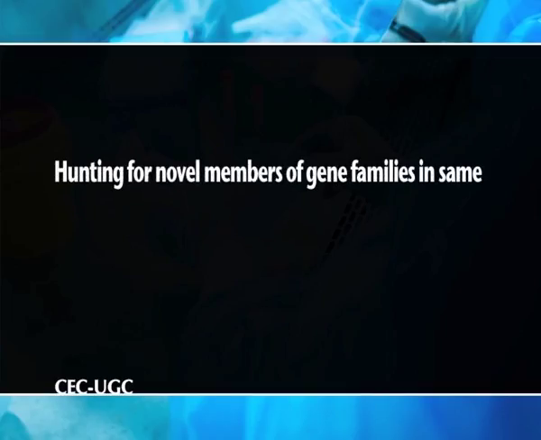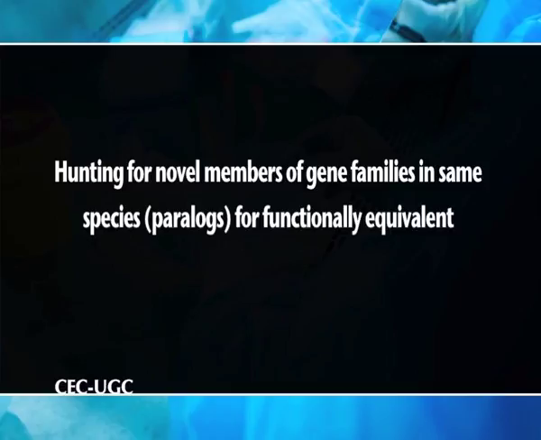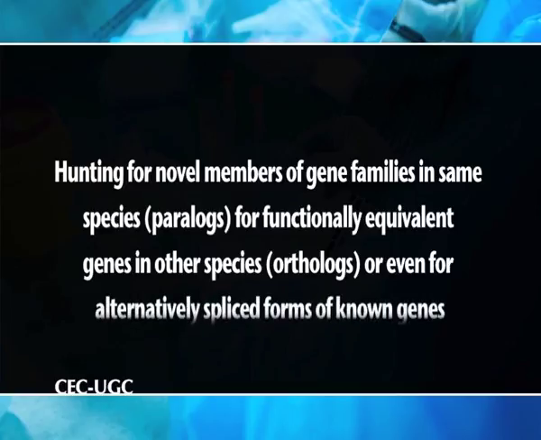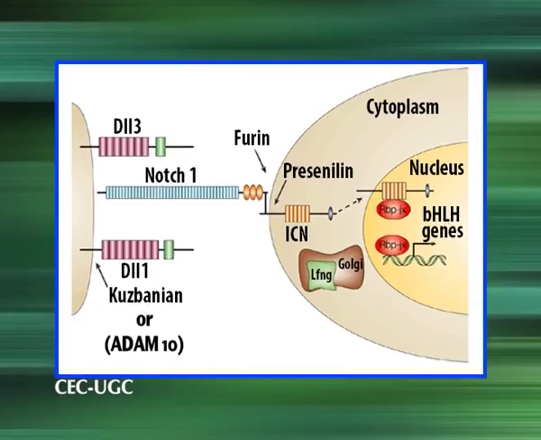Gene discovery methods using ESTs include, for instance, hunting for novel members of gene families in the same species, which represent the paralogs, for functionally equivalent genes in other species, which represent the orthologs, or even for alternatively spliced forms of known genes. Gene discovery using dbEST is very rapid, requiring only a few minutes for the BLAST search. For example, ADAM10, also known as Kuzbanian, is a well-studied gene with known orthologs in human, mouse, rat, cow, frog, pig, fruit fly, and worm.